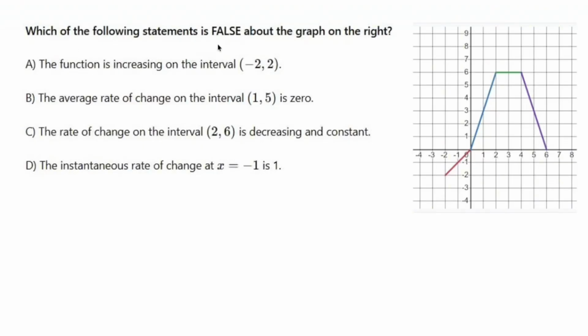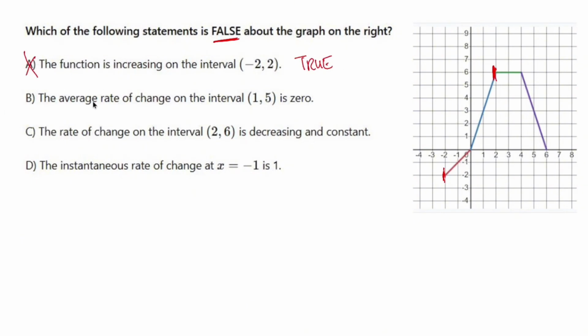Which of the following statements is false about the graph on the right? So we want the lie. The function is increasing on the interval -2 to 2. Well, increasing means it's just going up and to the right. Just because there are two different rates going on here, you have a slope of 1, you have a slope of 3, it looks like, doesn't mean that it's not increasing the whole way. It is increasing the whole way. So this is a true statement, which means it is not the option that we want.